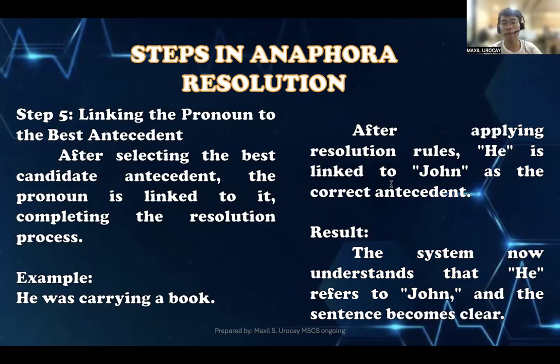So to wrap up, the steps in anaphora resolution: we process the text, identifying the tokens and the grammatical features. We identify anaphoric expressions like the pronouns. We also look for candidate antecedents and apply the resolution rules or machine learning models to make the final selection. After that, we link the pronoun to the correct antecedent, ensuring the sentence is clear and coherent, of course.